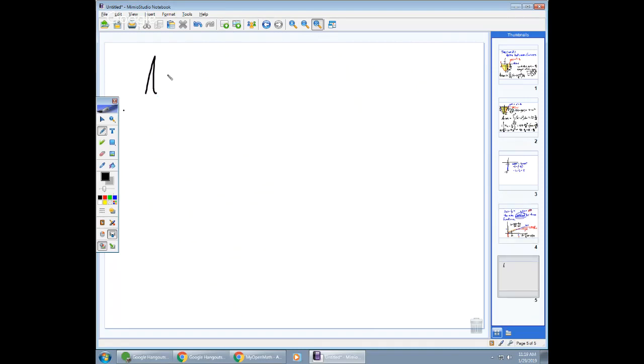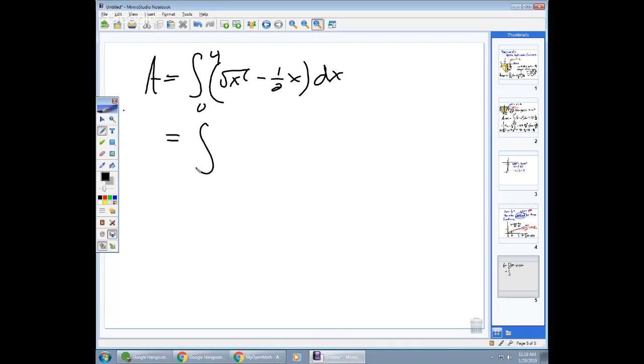So area, integral from 0 to 4 of the square root of x minus 1/2 x dx. Oops, got carried away with my square root there. Now usually I don't remember the direct antiderivative of the square root of x off the top of my head, so I usually rewrite it as x to the 1/2 power.